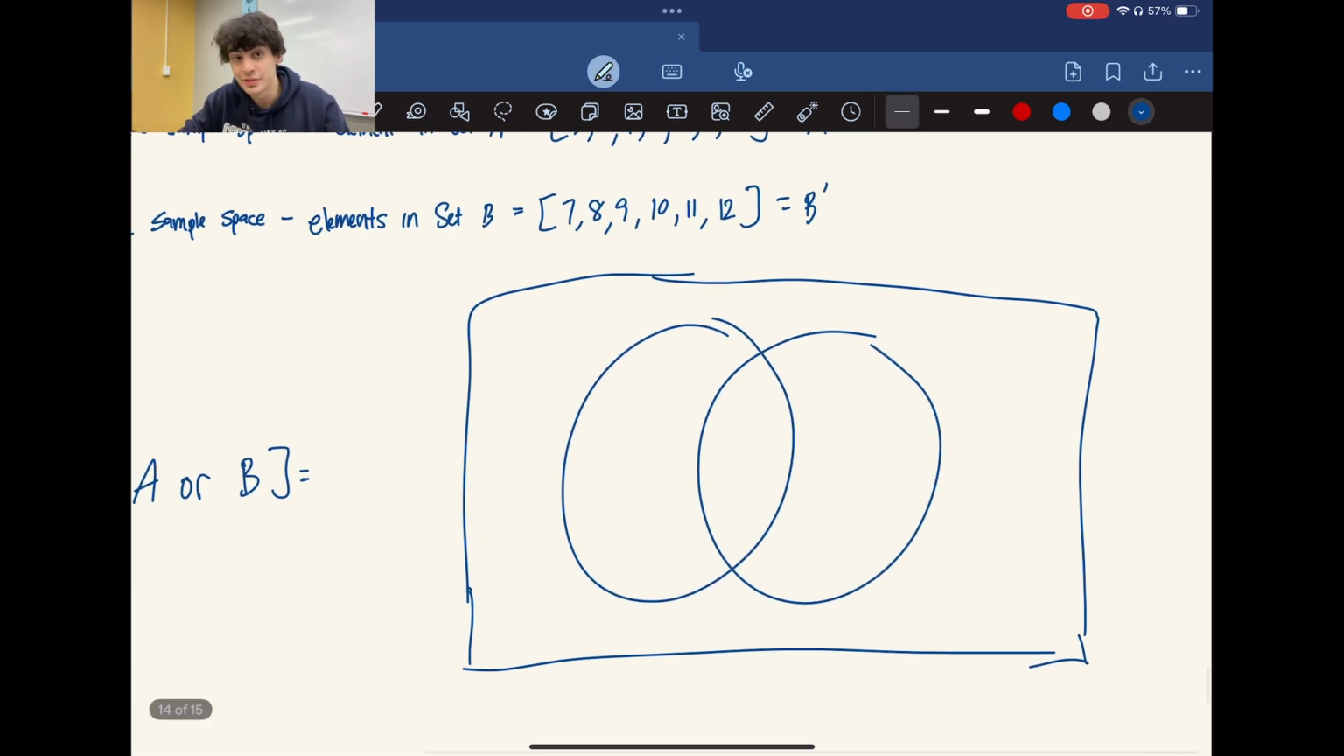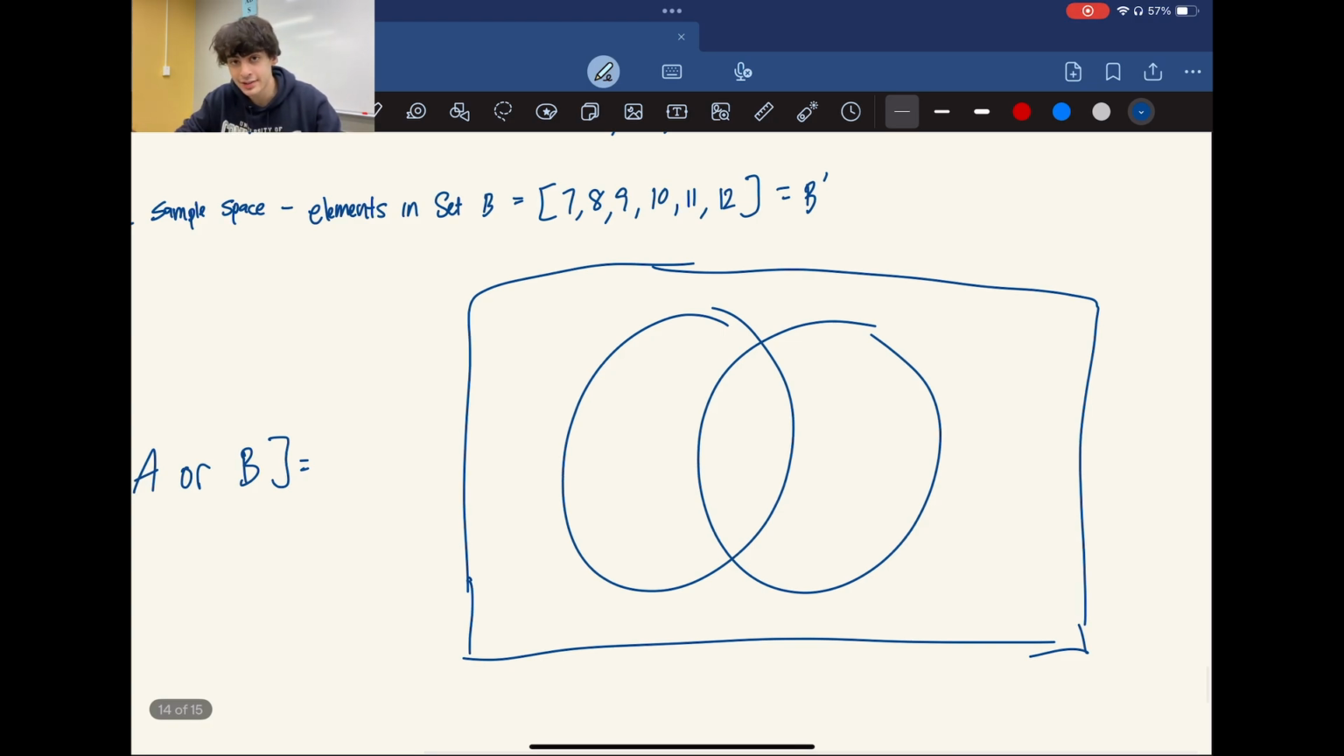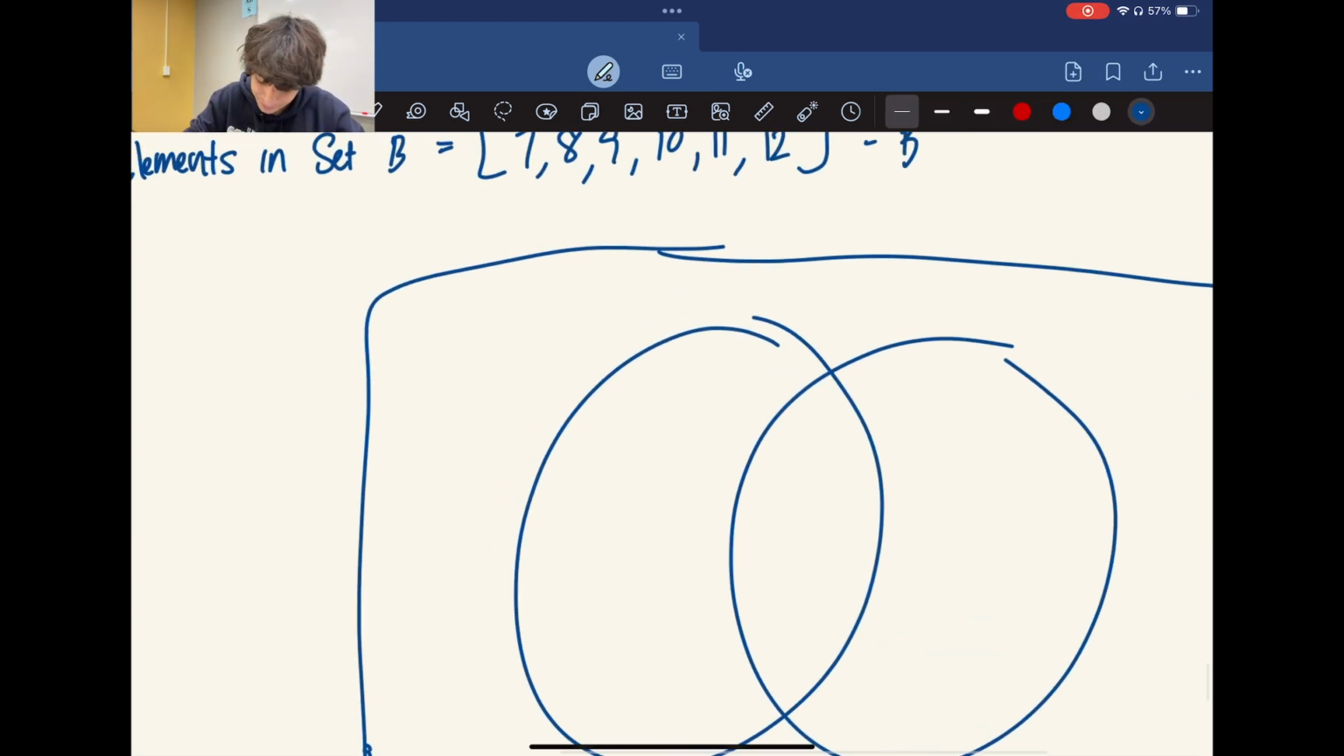First of all, I should define what's going on here. So this big box is the sample space. Everything inside of the sample space is the elements. So within this box, whether they're in this circle, the intersection of the circles, this circle, or maybe even on the outside, wherever it is, you are going to see every element of the set. So 1 through 12, all of them will be written in this box somewhere.